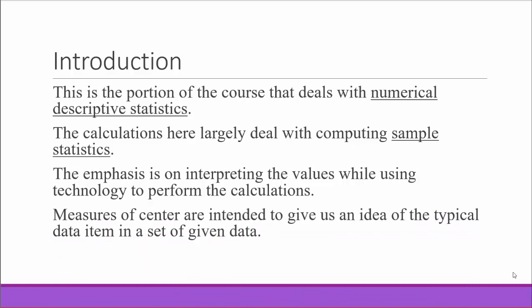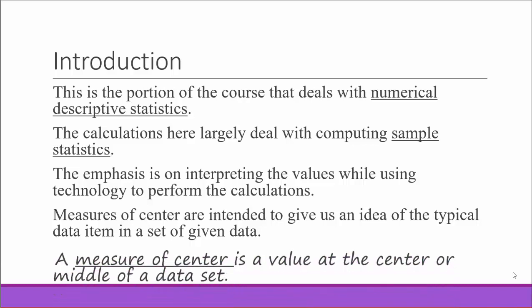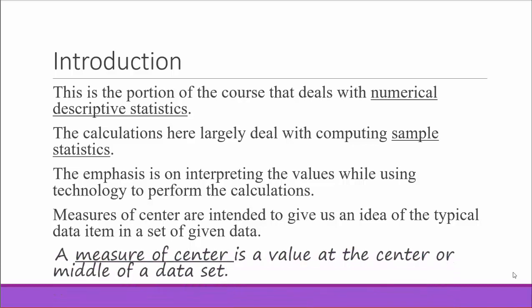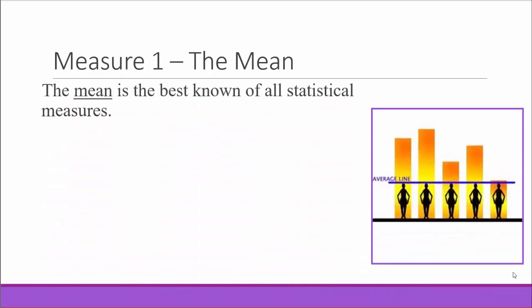So the idea of measures of center, they tell us what a typical data item looks like in a simple random sample of data. So let's go ahead and write this down. A measure of center is a value at the center or middle of a data set. So we have 4 measures of center we want to cover. Let's go ahead and get started on them. The first measure is probably the best known of all statistical measures, something you've all computed before, the mean.